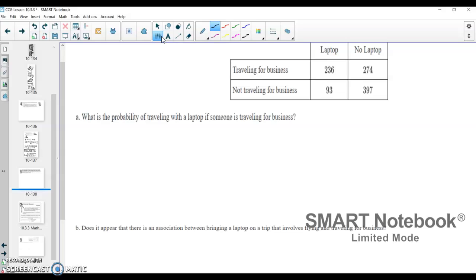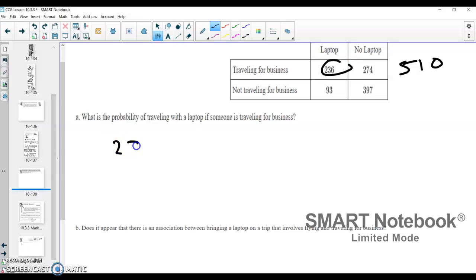There is 236 plus the 274. So when we do that quick, 236 plus 274, there are 510 people traveling for business. We know that 236 of those people, 236 out of the 510, have a laptop while they travel for business. And so that's going to be the setup for this probability.